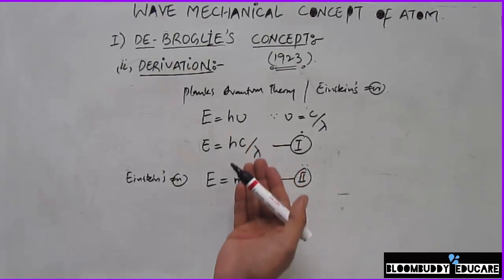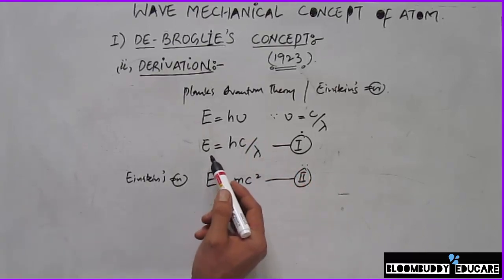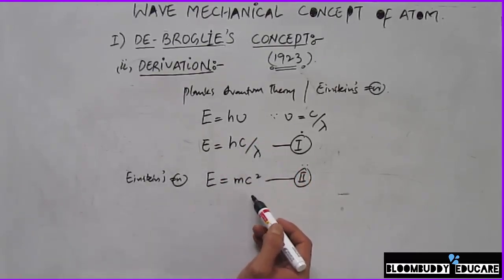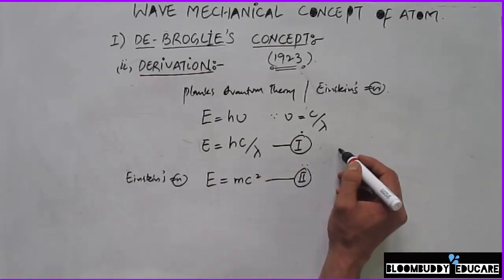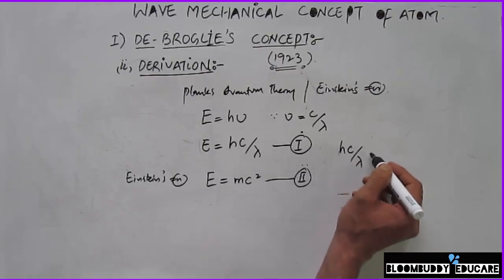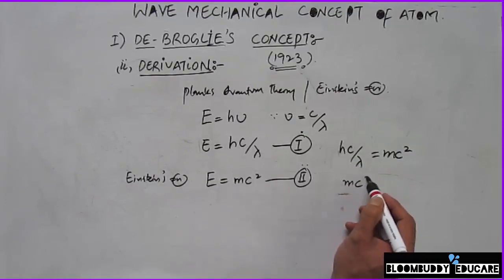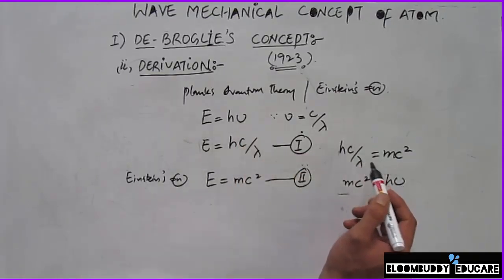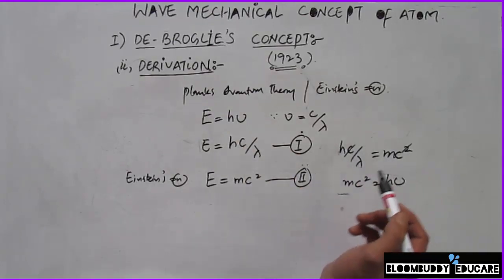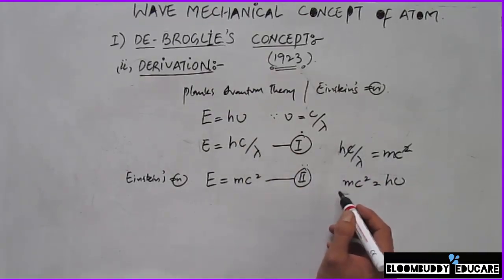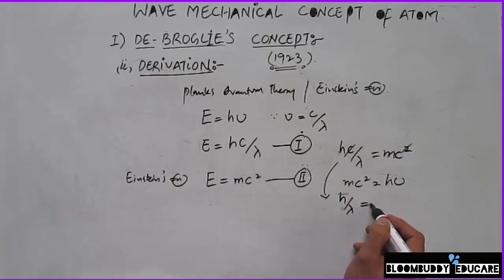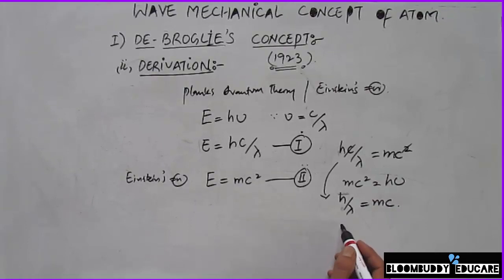When we compare these two equations, equation first and equation second, we see that the left hand sides are equal. That clearly indicates that the right hand sides are equal. So hc by lambda is equal to mc square, or in other words, mc square is equal to h nu. Now there is one c here and one c there, they will cancel each other, and the equation becomes h by lambda is equal to mc, or in other words, lambda is equal to h by mc.